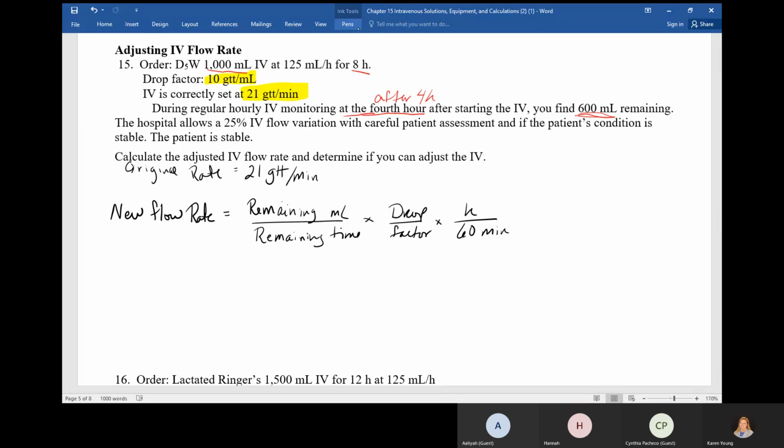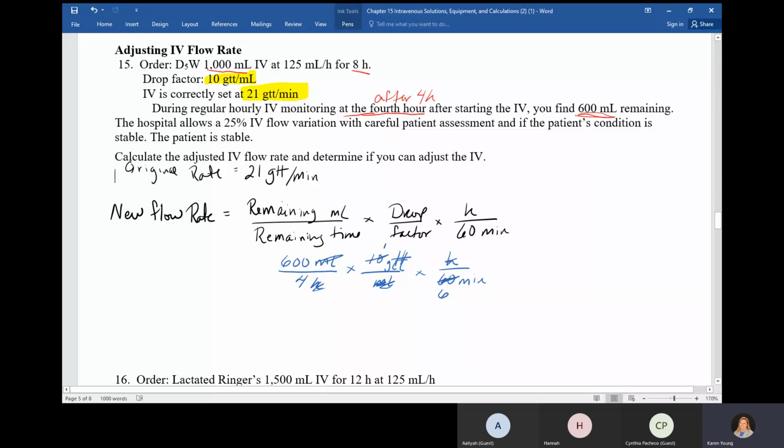So we know that we have 600 milliliters remaining, because that's what it told us. We know that it was after 4 hours, so we're going to have 4 hours remaining. Our drop factor is the 10 drops per milliliter. That's a double T there, not an H. And then times, since it's in hours, our hour conversion, 1 hour over 60 minutes. Our milliliters will cancel, our hours cancel, and then I'm going to pull this little stunt. 10 goes into 10 one time, 10 goes into 60 6 times.